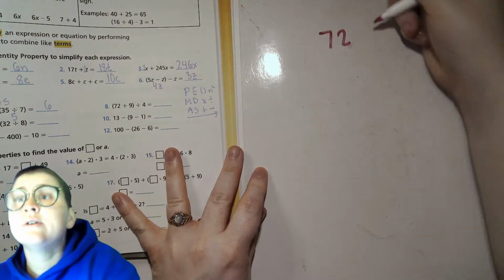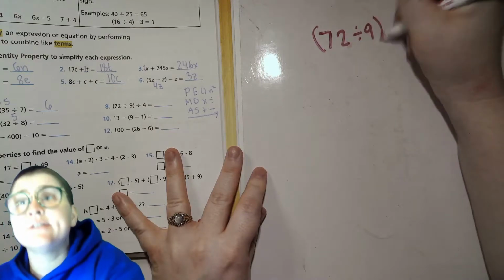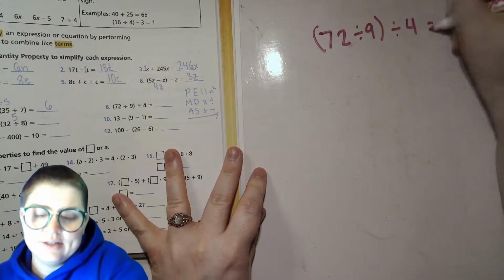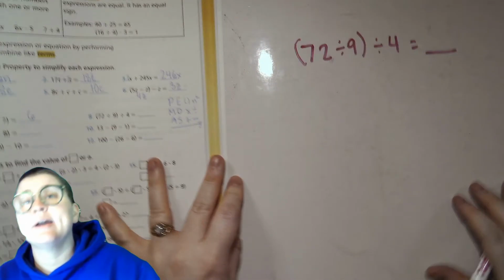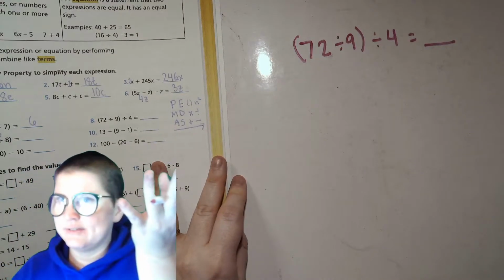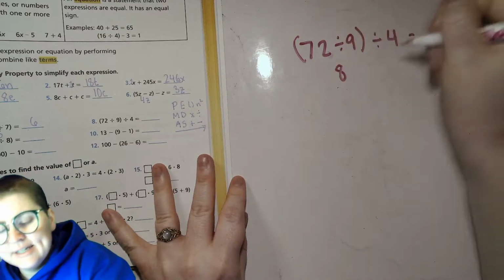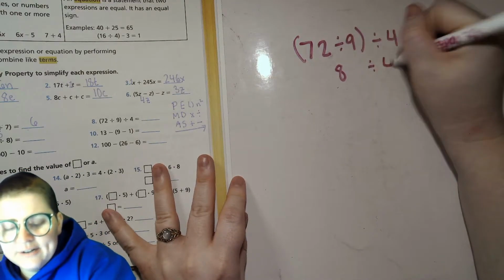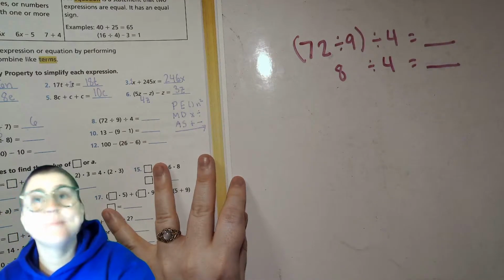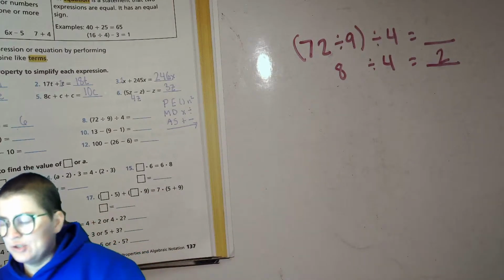72 divided by 9 in parentheses, so that's what's done first, and then that is divided by 4 equals something. Okay. First step, 72 divided by 9. Well, 9 times what is 72? 8. Then we bring the rest of the equation down. 8 divided by 4 now is what? 2. All right, so I'll put 2 on that line there.